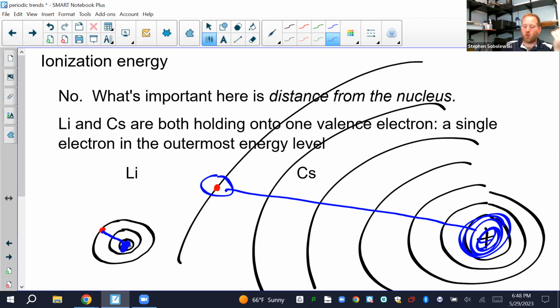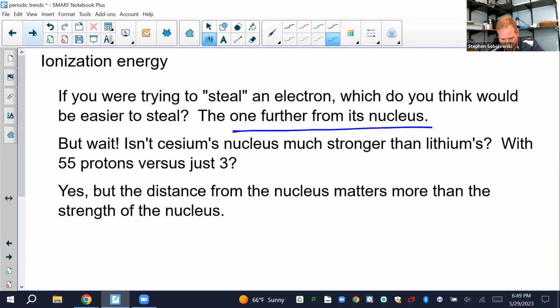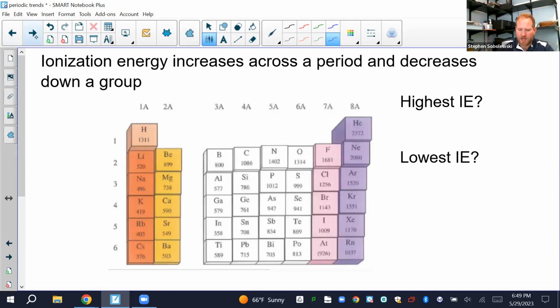So which of these is going to have a lower ionization energy? In other words, which is going to require less energy to remove the electron? It's going to be cesium. So lithium is going to have a higher ionization energy than cesium. So the trend is as you go down the group, we're going to see ionization energy decrease. So you can see that right here. Ionization energy increases across a period and decreases down a group.